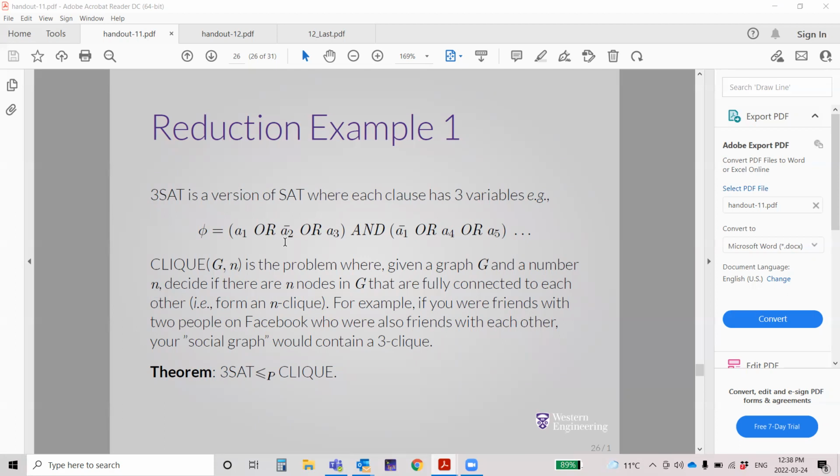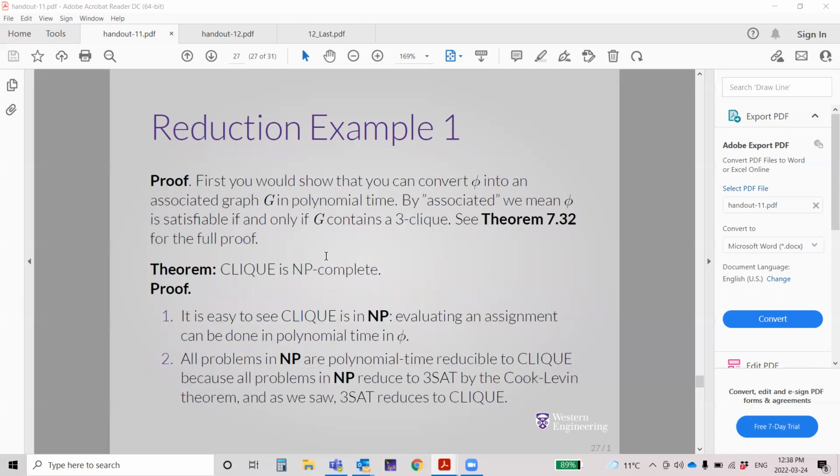Theorem: 3 SAT reduces to clique. What does that mean? How would we prove this? First, you would show that you can convert phi into an associated graph G in polynomial time. By associated, we mean that phi is satisfiable if and only if G contains a 3-clique. For more details, see theorem 7.32 in your textbook.